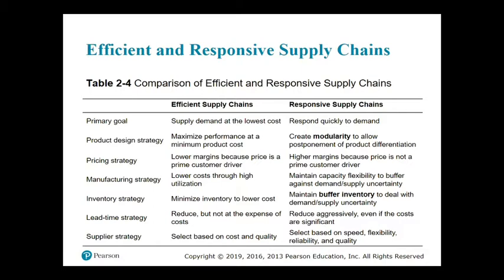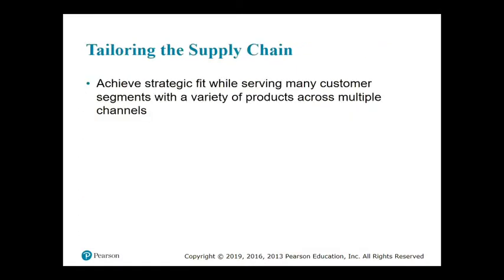And so another consideration is, in most companies, especially companies with larger scale, we may serve multiple customer segments.